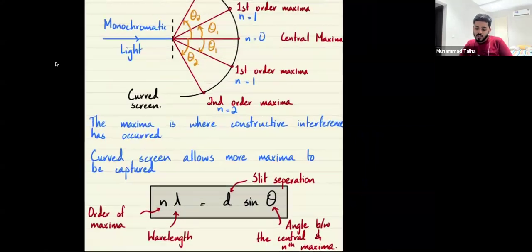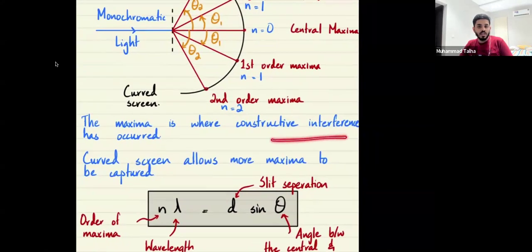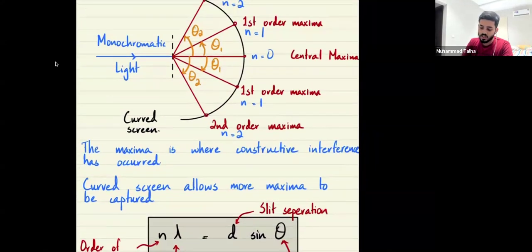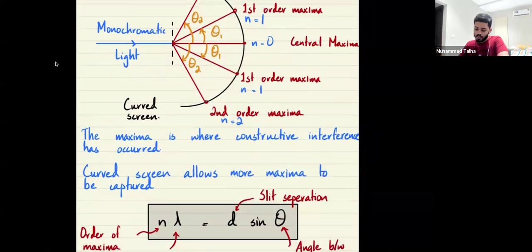Also, the maxima is basically where constructive interference has taken place. And this used to be asked, it's not asked anymore. Why do we use a curved screen? It allows more maxima to be captured versus just a straight screen, right? Because it's curved, it allows more of those bending of light maxima to be captured.